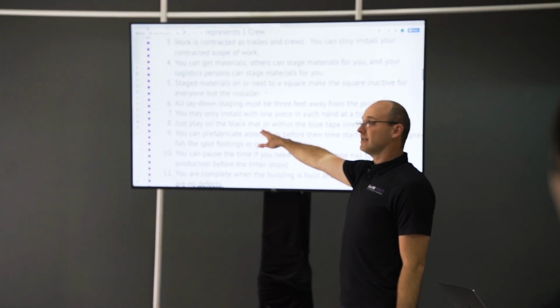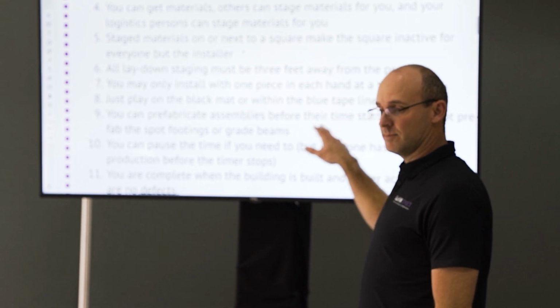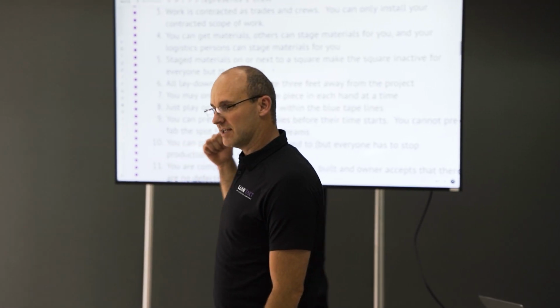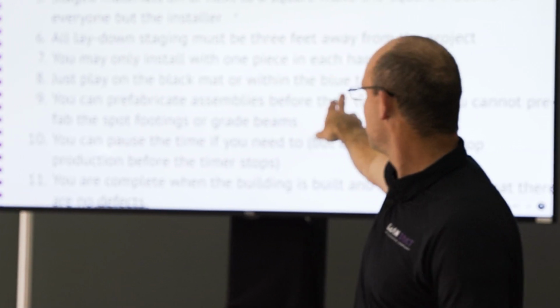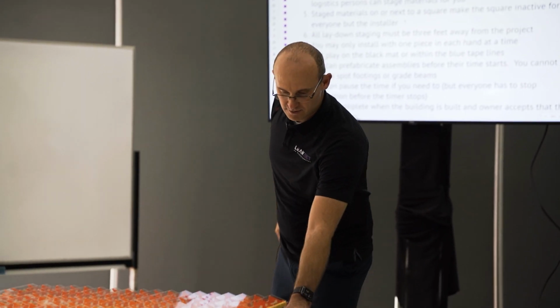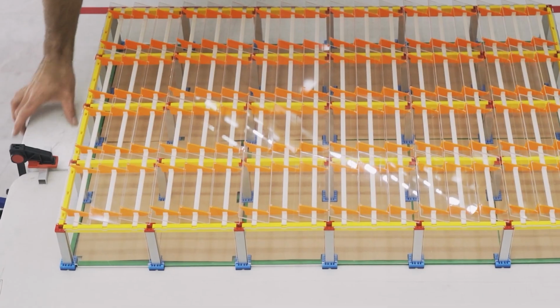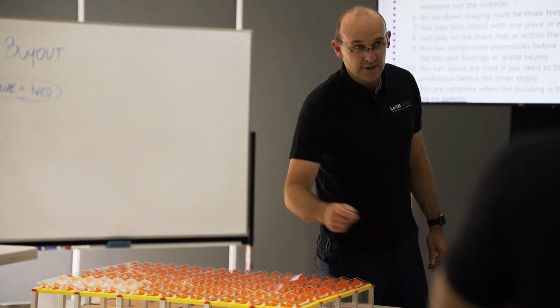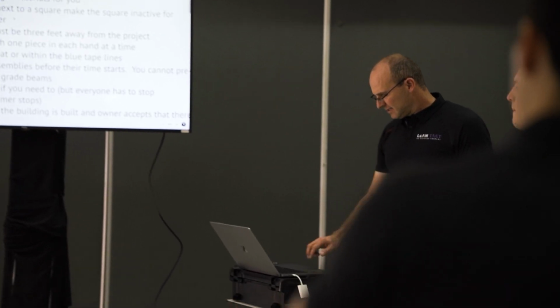If we have a black mat, sometimes we bring the mat with us, or within the blue tape lines. In this case, I'll modify the actual colors. This will be the red tape lines. You'll play within the red tape lines. So this is your space, this is your space, this is your space. You cannot stage outside or outside on the other side. And then you can prefabricate anything you want before your time starts.